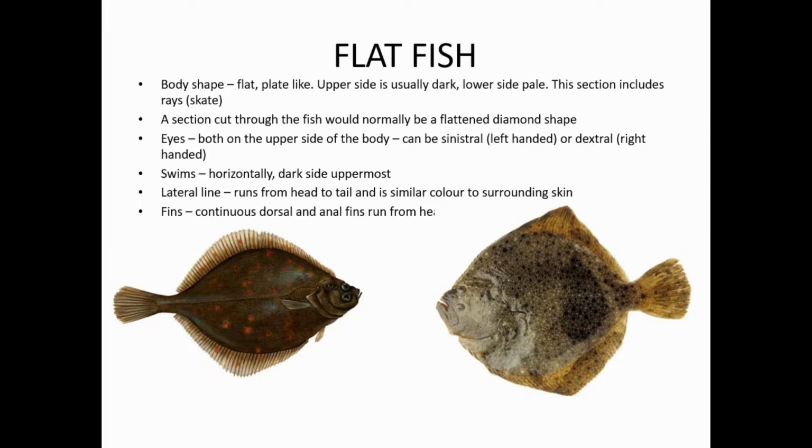When we move on to talk about flatfish, which would probably be a separate learning module, again, talk about the body shape, what it would look like if you cut a section through the fish. In this case, it's not a circular steak, it would be like a flattened diamond shape. Talk about the eyes and tell the difference between sinistral, which is left-handed or left-eyed, and dextral or right-handed or right-eyed fish. The way the fish swims, talk about the lateral line again, the fins, the colour, particularly the colour on each side is generally different, not always.